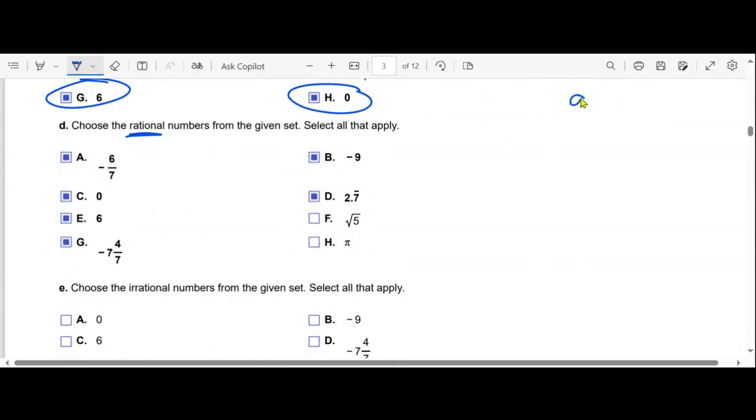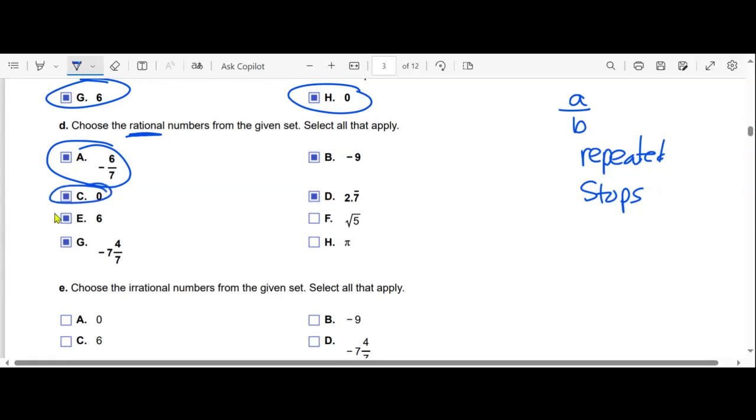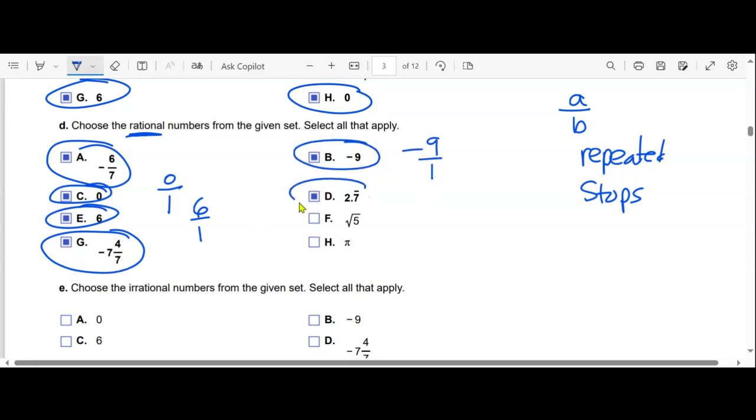We said a rational number is a fraction, like A over B, but it has to be a repeating or stopping number, right? The number stops, right? So here, -6 over 7. That's a stop number. It's not repeated. We have 0 because we can say 0 over 1. We have 6. Why? Because 6 over 1. This one also you can write as a fraction. -9 because we can say -9 over 1.